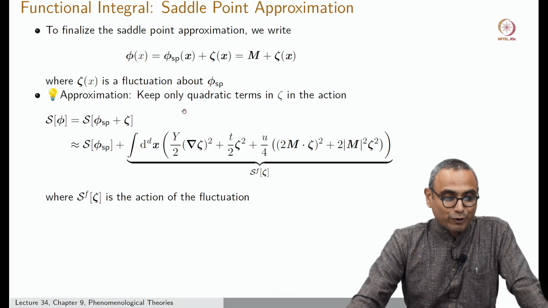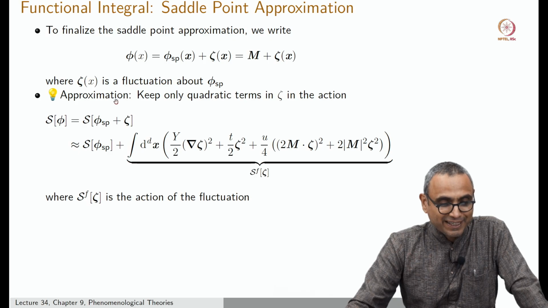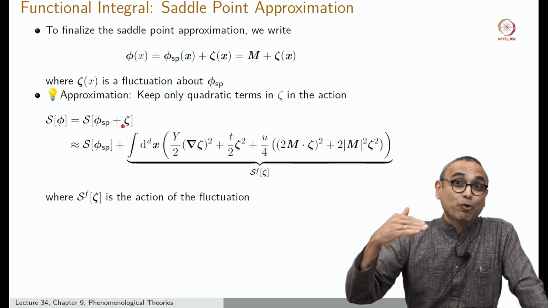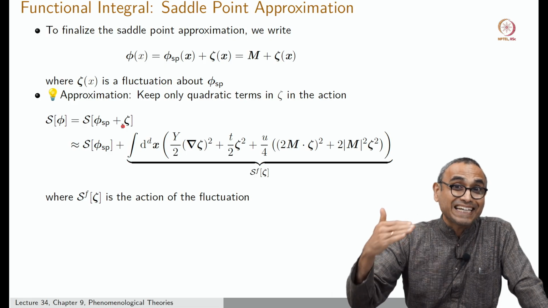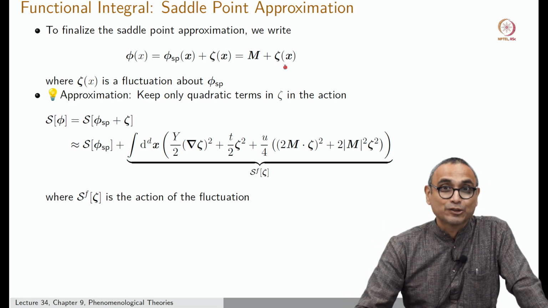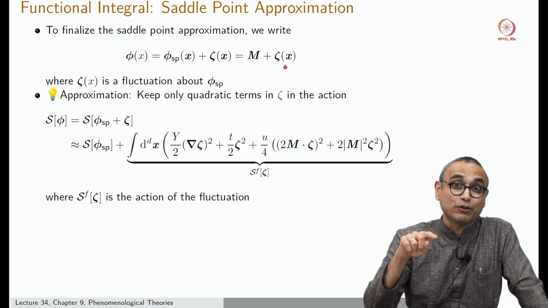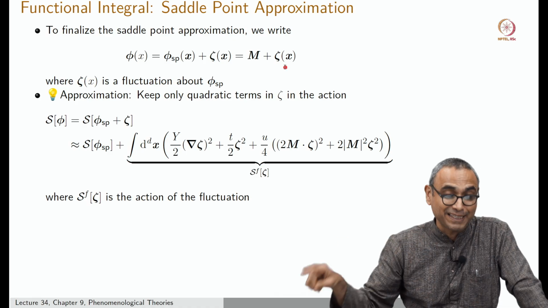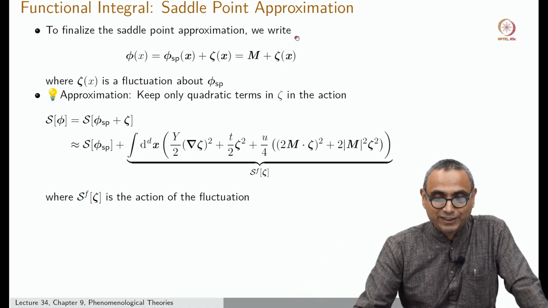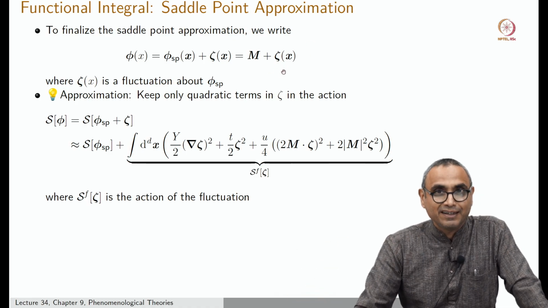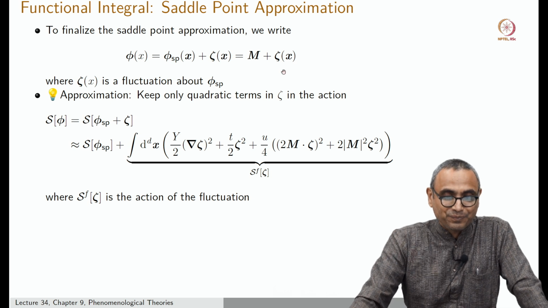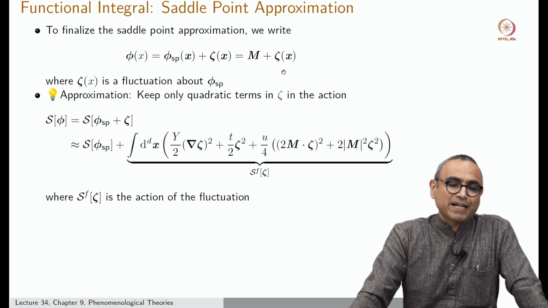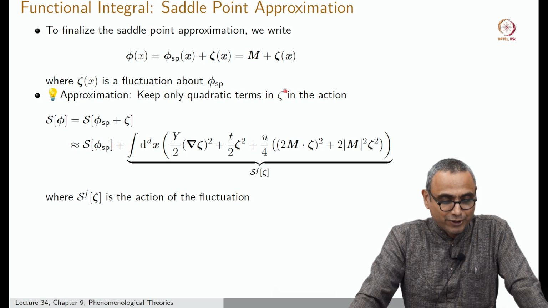Now what we are going to do is take S of phi defined in this fashion, put this here, and only keep quadratic terms in zeta. This is like my approximation g of x is equal to g of x naught plus 1/2 g double prime x naught times x minus x naught whole square. So zeta is like x minus x naught. So that's what you have to do. There is a little bit of algebra involved here, but it's not terrible algebra. You can do it yourself.